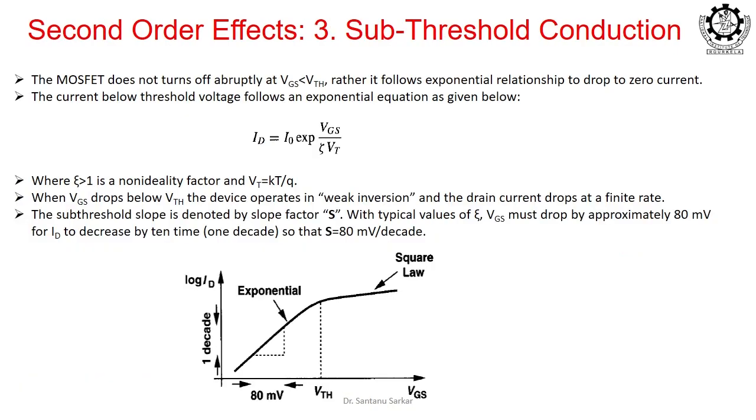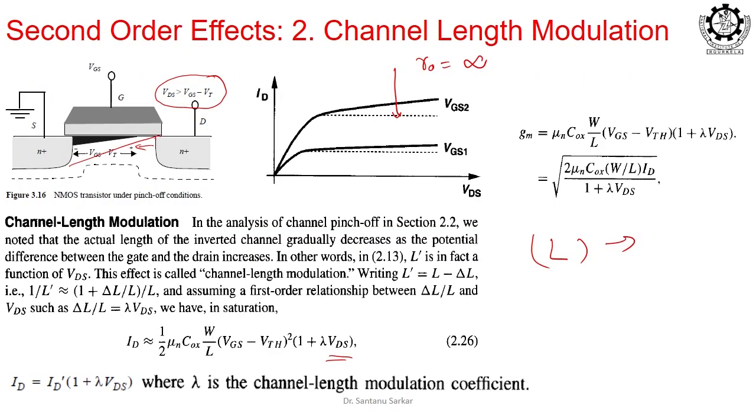So, the next second order effect is subthreshold conduction. We considered that when V_GS is greater than V_TH, the channel starts to conduct.